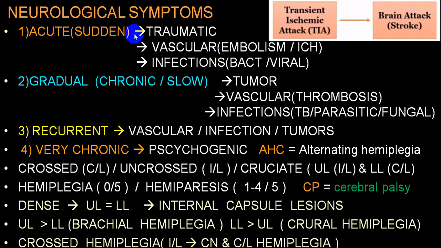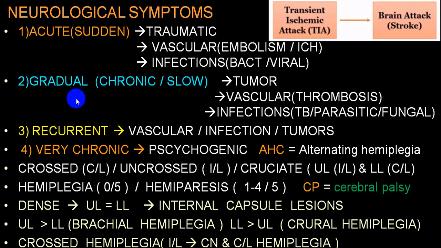terminologies. So we already mentioned acute and chronic. Acute or sudden, or we call it abrupt. Classical example is traumatic, we call TBI, traumatic brain injury. Vascular, which will be embolic or intracranial hemorrhage. By and large, subarachnoid hemorrhage will not produce classical hemiplegia. But intracranial hemorrhage in the region of the internal capsule will produce hemiplegia. Bacterial and viral infection usually does not produce hemiplegia.